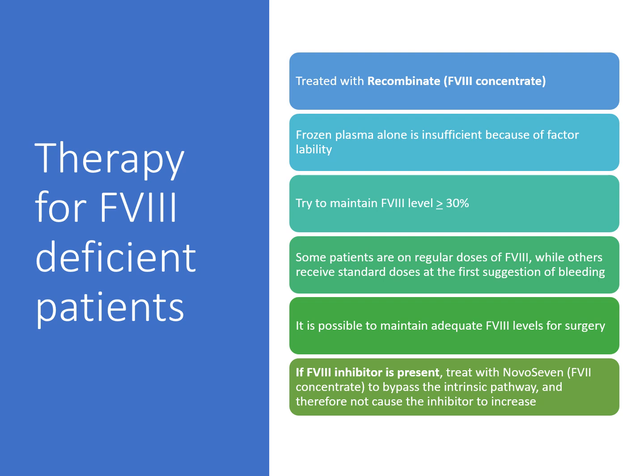Some patients are on regular doses of factor VIII, while others receive standard doses at the first suggestion of bleeding. So depending on the patient's severity or how deficient they are, they may come in weekly or every 2 weeks for factor treatment with that Recombinate, and others might not ever have treatment unless there are instances of bleeding, and then they go in, they get a transfusion of this recombinant therapy, and then they are fine.